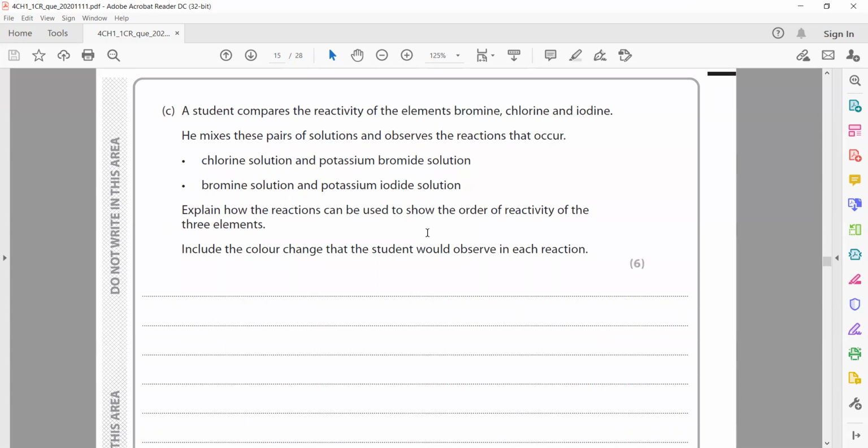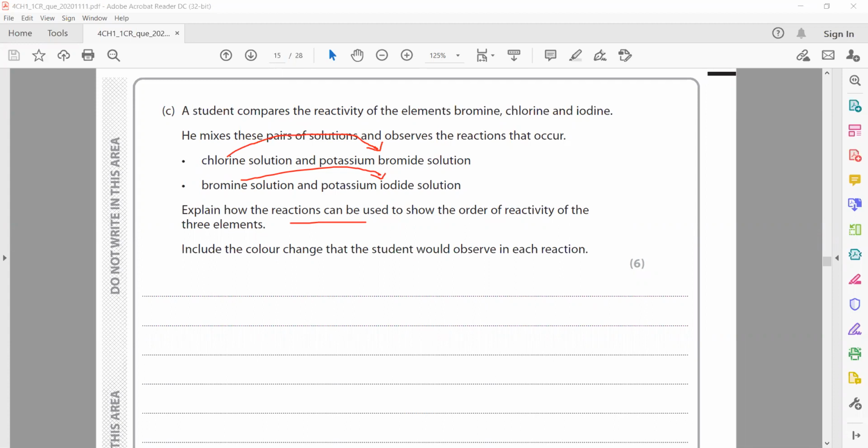A student compares the reactivity of the elements bromine and chlorine. He mixes chlorine solution with potassium bromide, and bromine with potassium iodide. A more reactive halogen displaces the less reactive halogen from its compound. It will form bromine, and bromine with iodide, so bromine will also displace. How do the reactions show the order of reactivity? Include the color change.